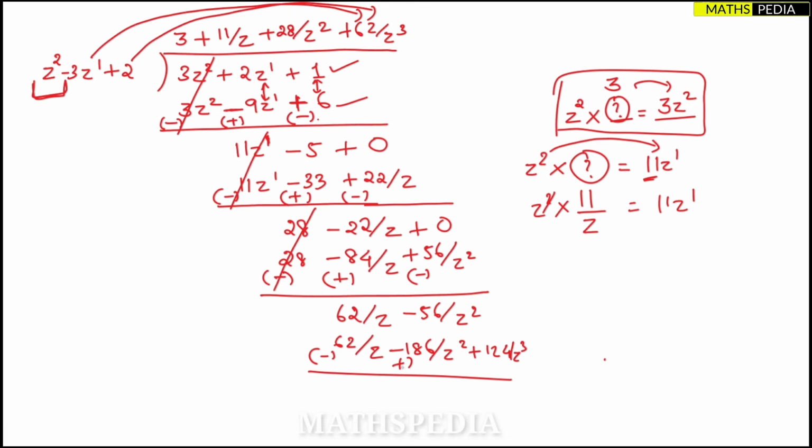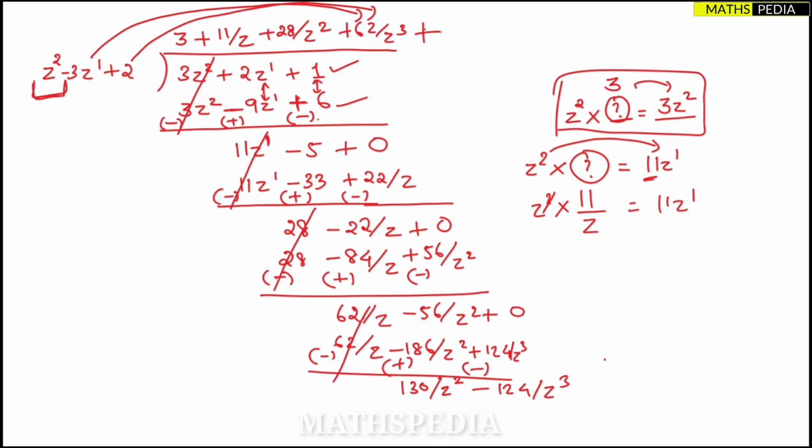Sign change, plus minus, and put here 0. Here it is 0, cancel out. Minus 56 by z square plus 186 by this thing, it will be 130 by z power 2 minus 124 by z power 3. Okay, now the last term.